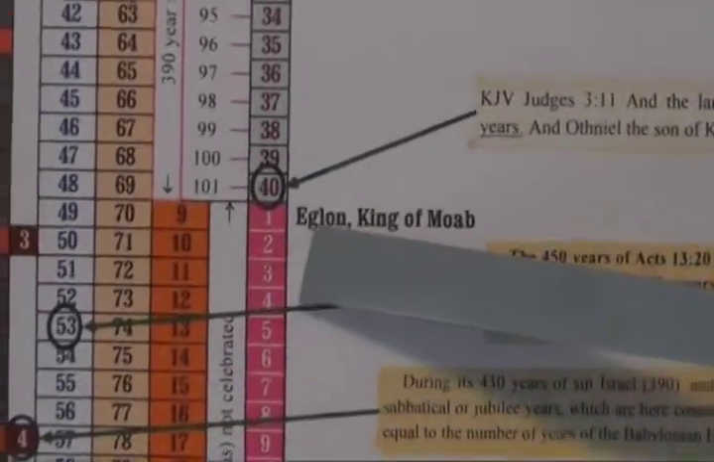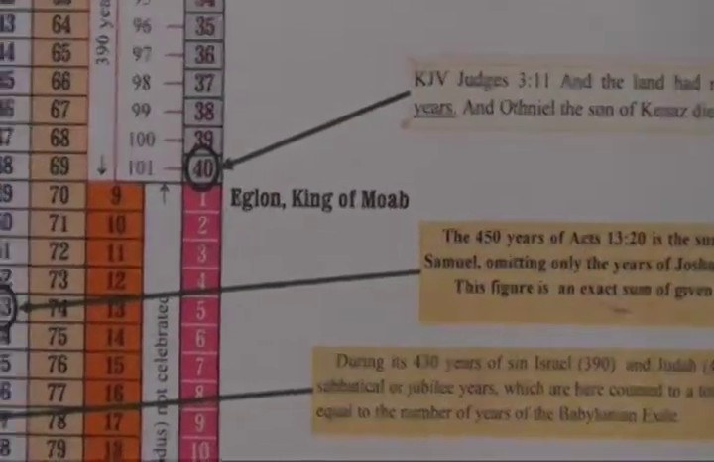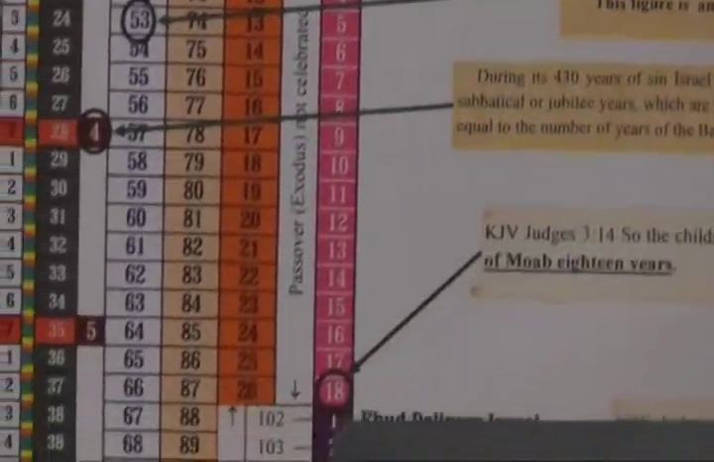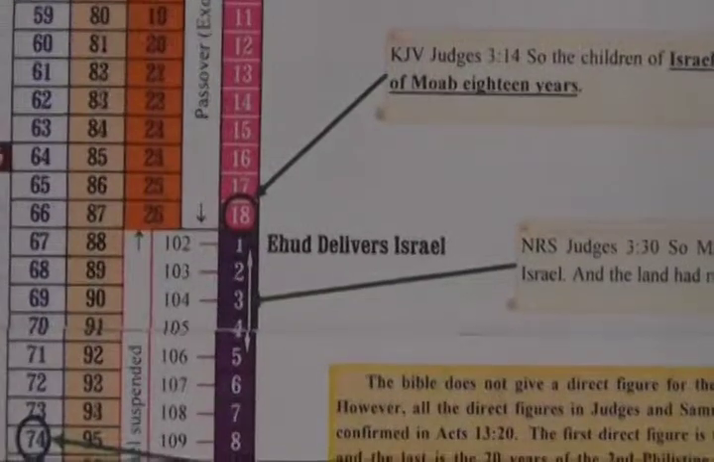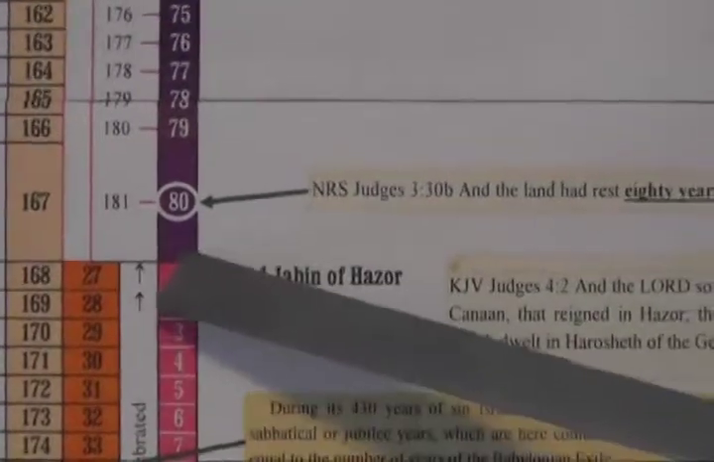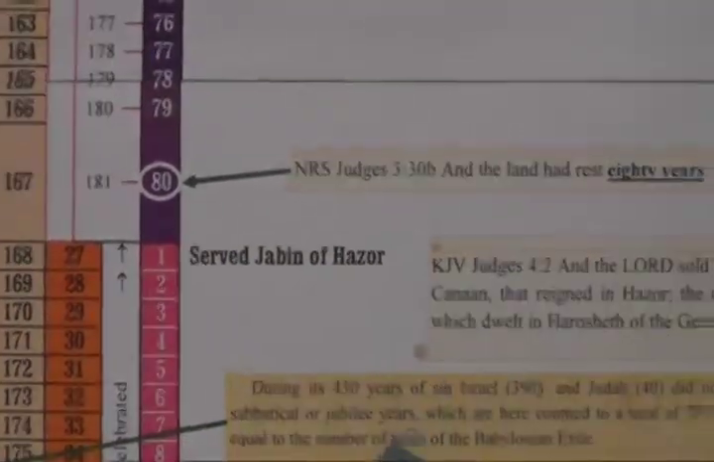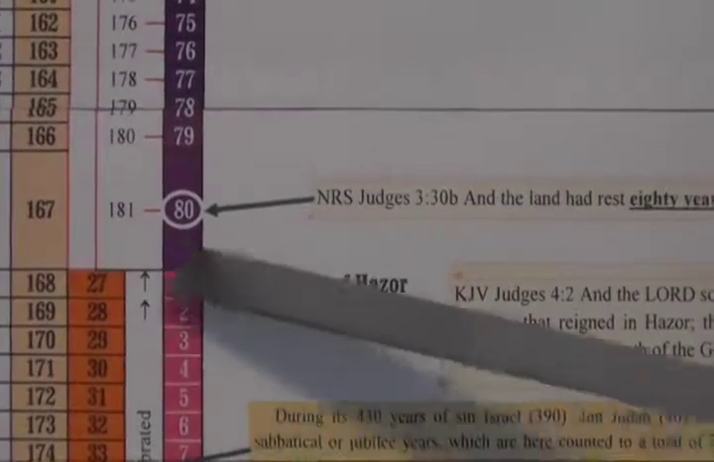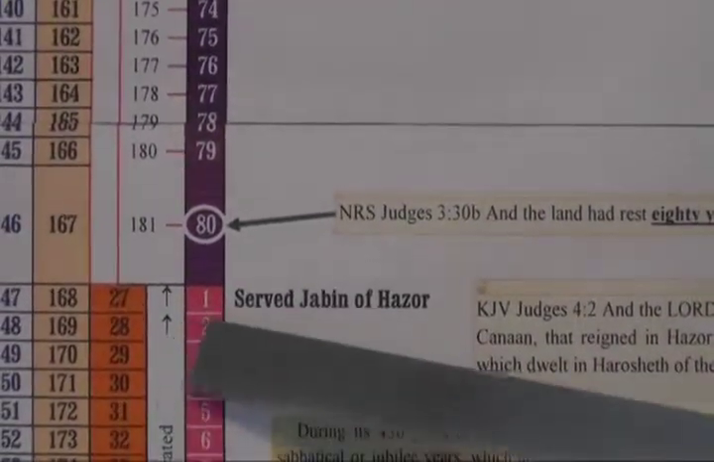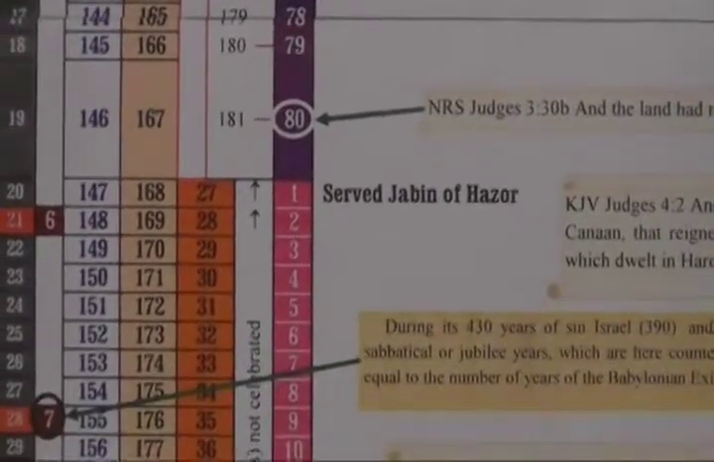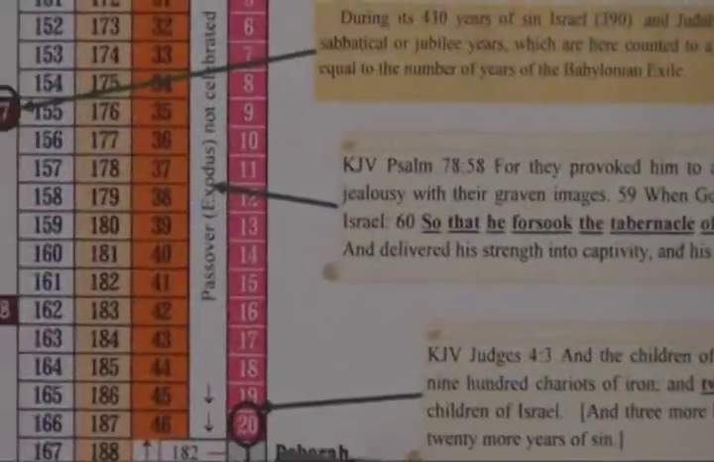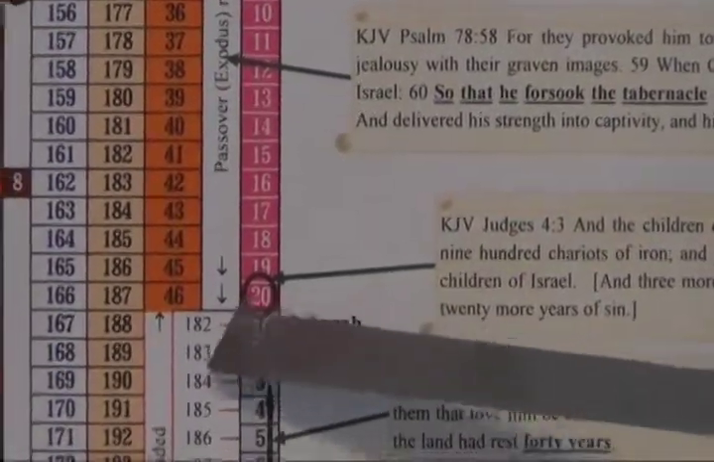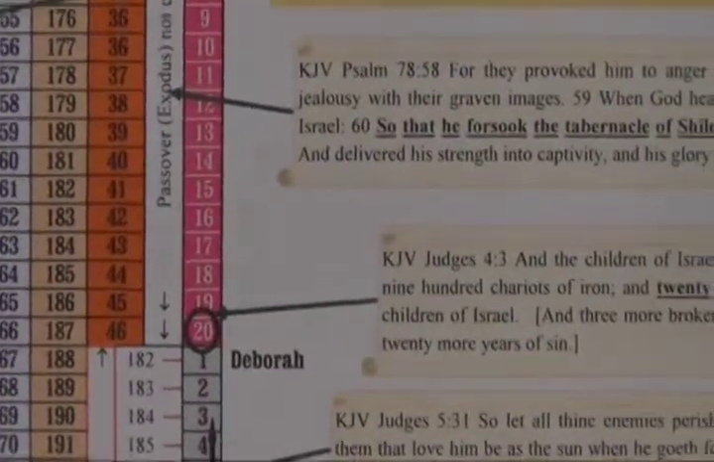Okay, when Othniel died, Eglon, king of Moab, oppressed Israel for 18 years. Okay, and then Israel cried out and was delivered by Ehud for a period of 80 years. Okay, and here's the end of the 80 years right here. Then another, after Ehud died, they served Jabin of Hazor for 20 years. Okay, and again, Deborah, a prophetess judge, delivered them for 40 years.